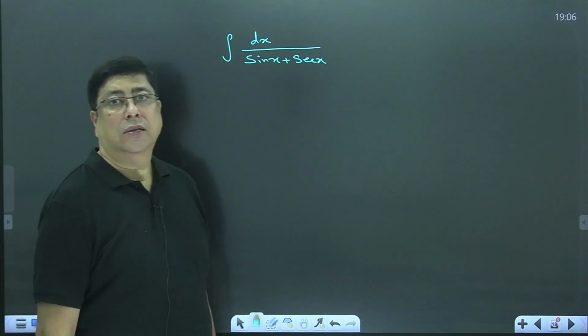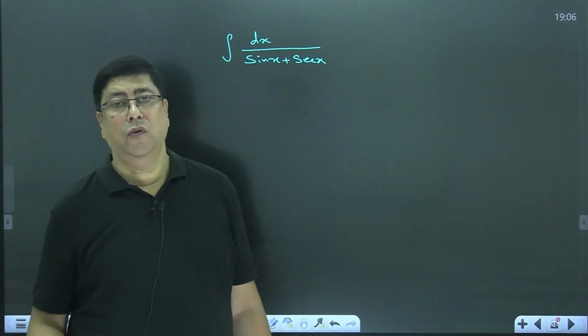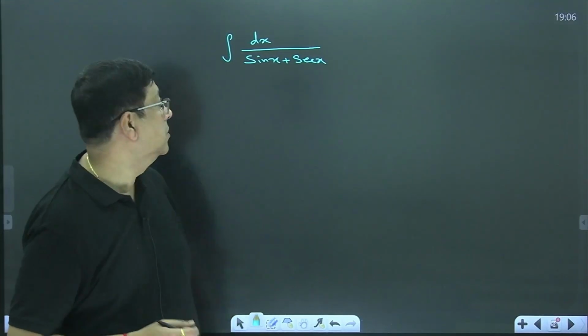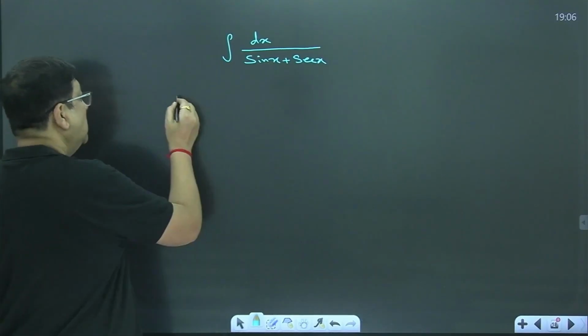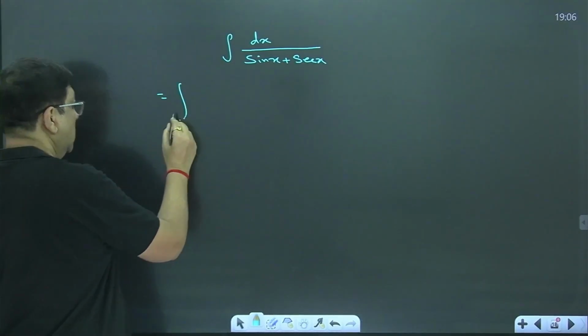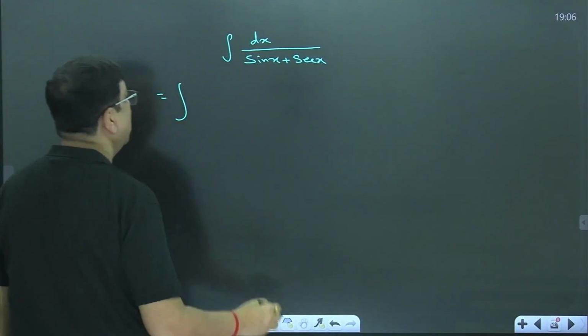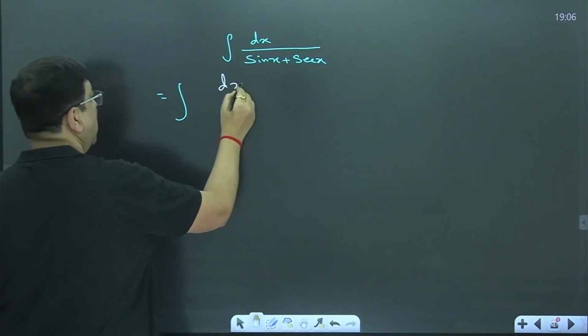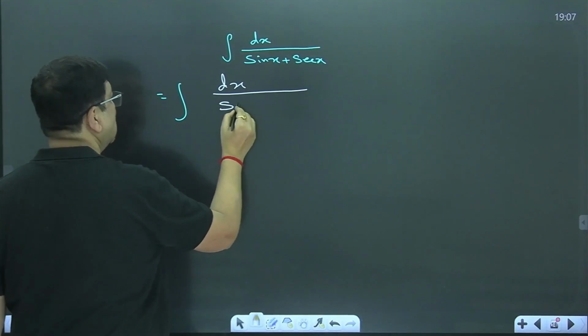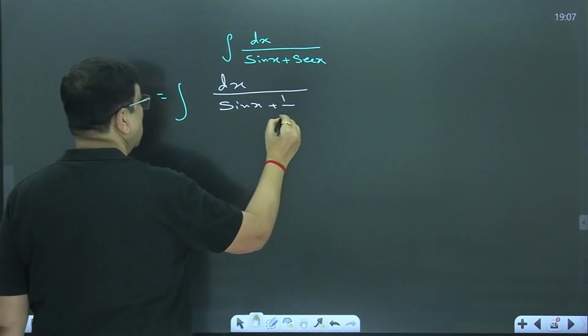dx by sin x plus sec x. What to do for this dx by sin x plus sec x? In this case, first of all, we have to do it this way. I am changing the color of the pen, it will be easier for you to understand. So dx by sin x plus sec x, where sec x is 1 by cos x.